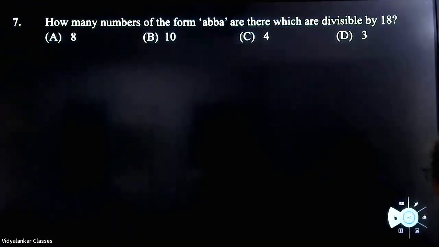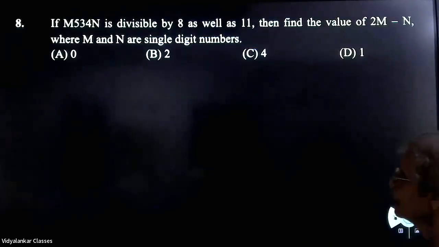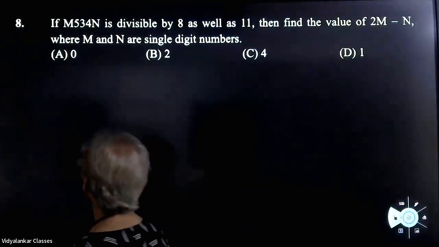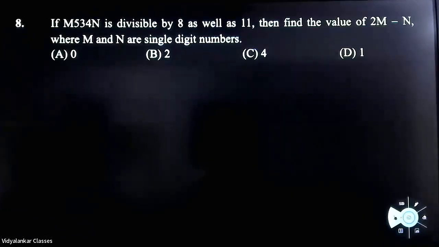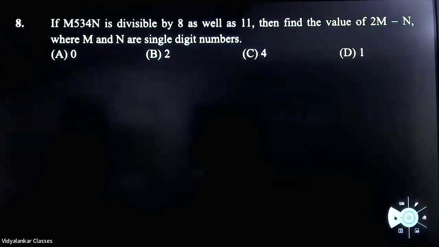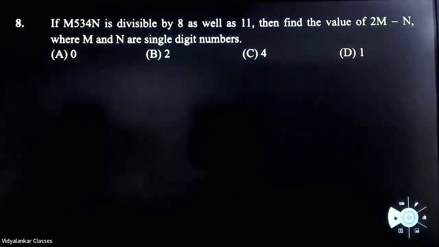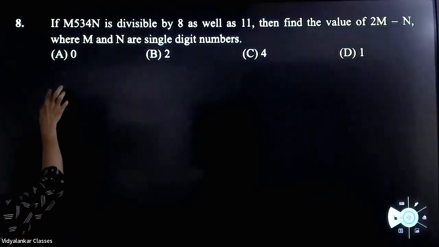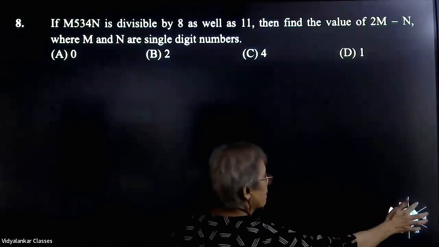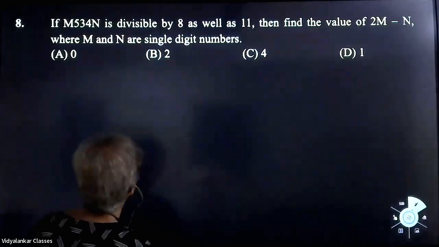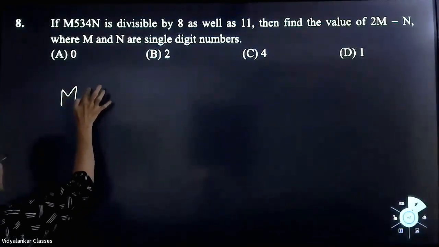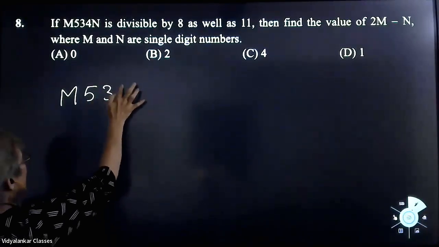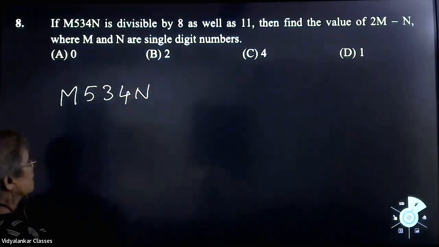Now the next question. See, the number given is divisible by 8 as well as 11. Then find the value of 2m minus n, where m and n are single digit numbers. Let us see now. Divisible by 8. The number given is m, 5, 3, 4, and n.